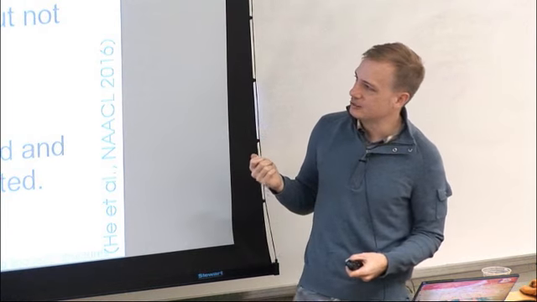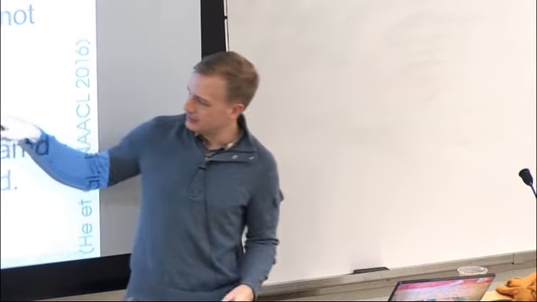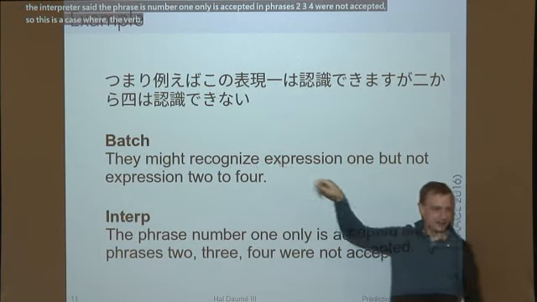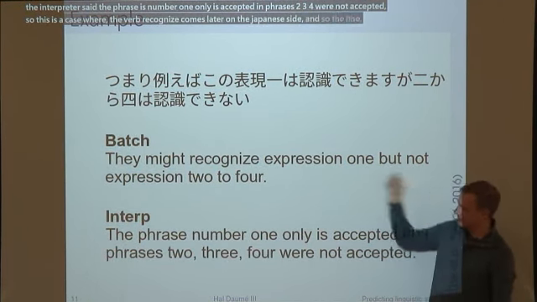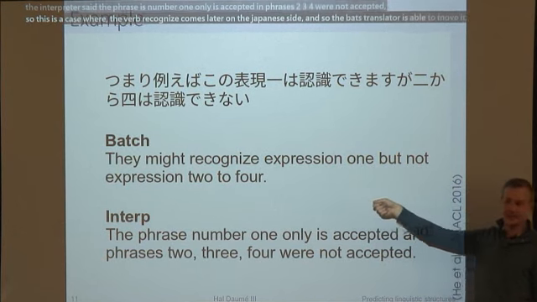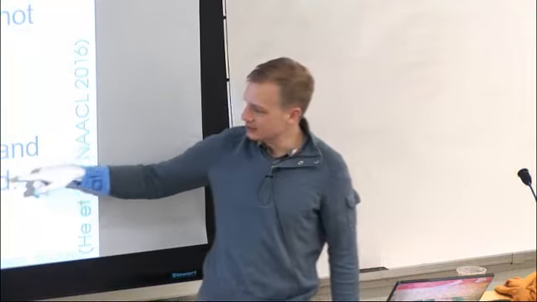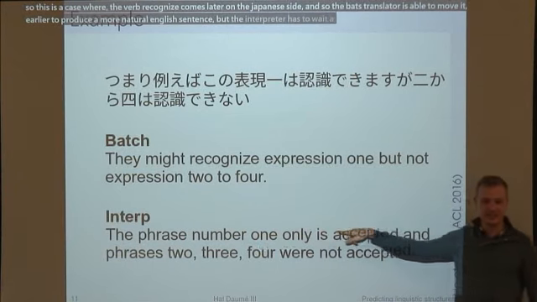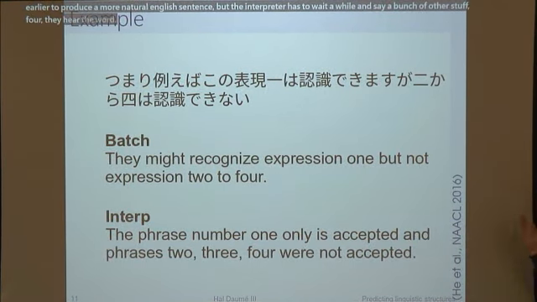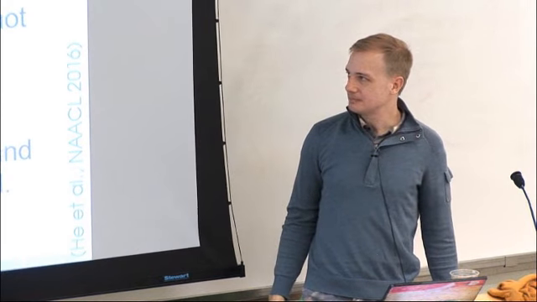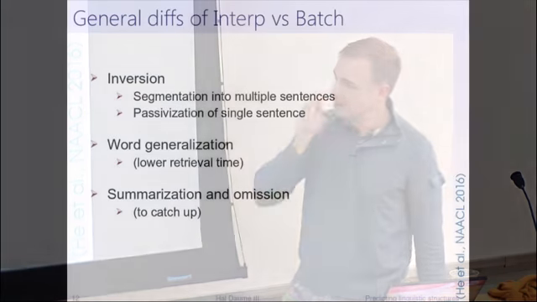This is a case where the verb "recognize" comes later on the Japanese side. And so the batch translator is able to move it earlier to produce a more natural English sentence. But the interpreter has to wait a while and say a bunch of other stuff before they hear the word "recognize" and translate it as "accepted." Okay, so that's one example.